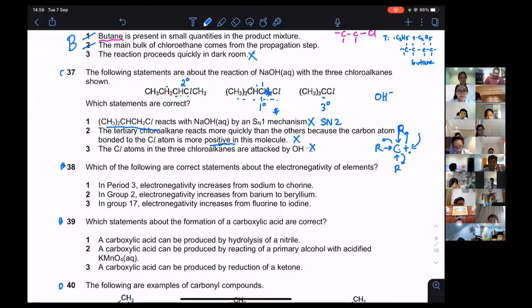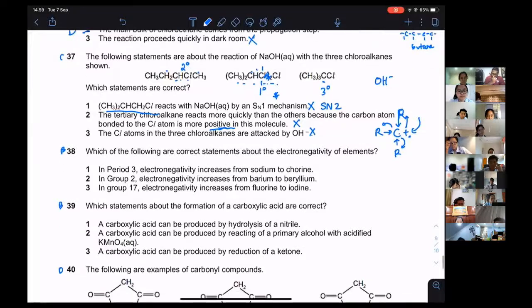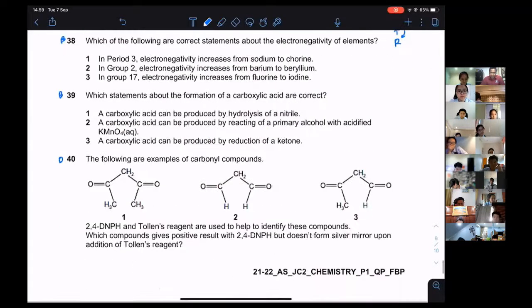Okay, now 38. Which of the following are the correct statements about electronegativity of elements? Do remember what is the meaning of electronegativity? The ability to attract electrons in a covalent compound. So it means you are attracting the bonding pair of electrons. You are not actually getting the electron from somewhere else. That is called electron affinity, that is in A2. So this one is within the bond.